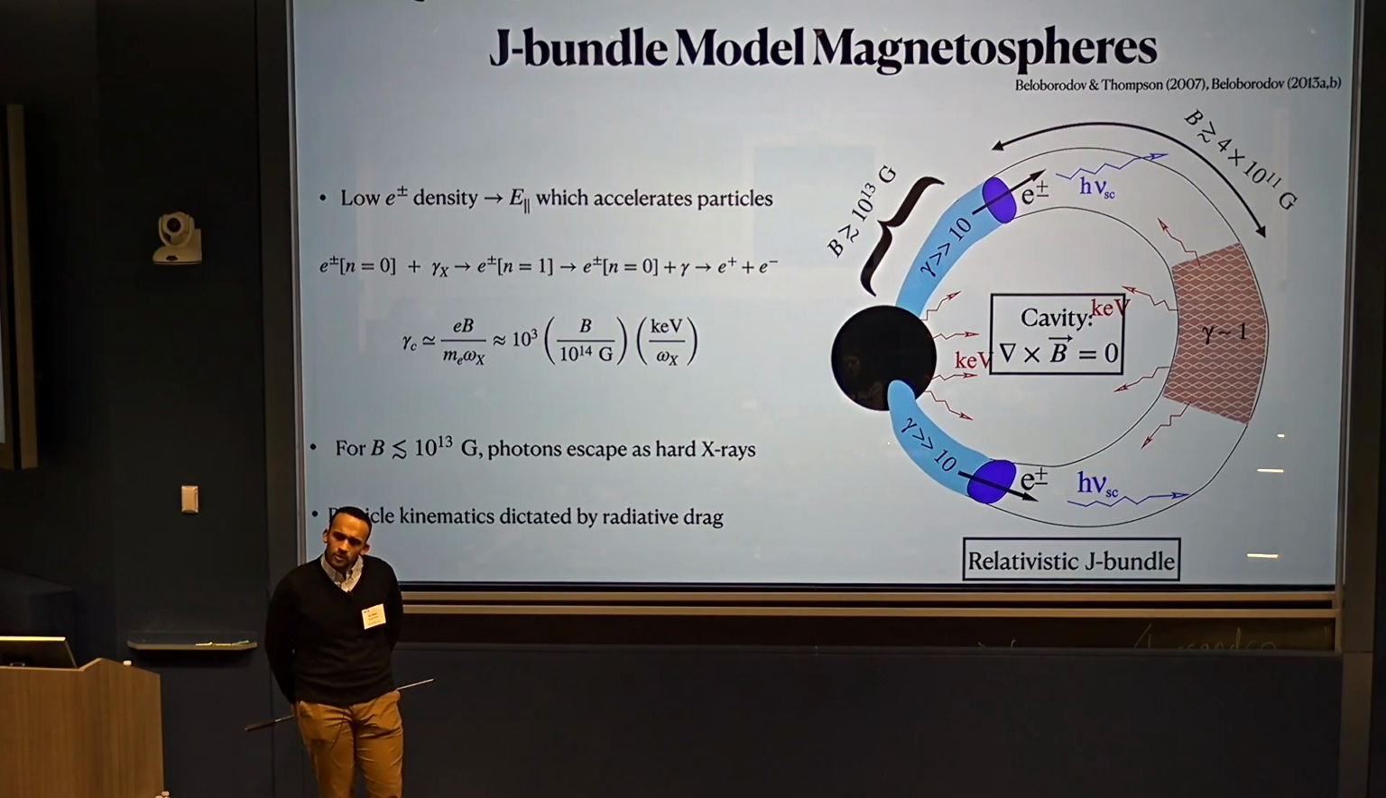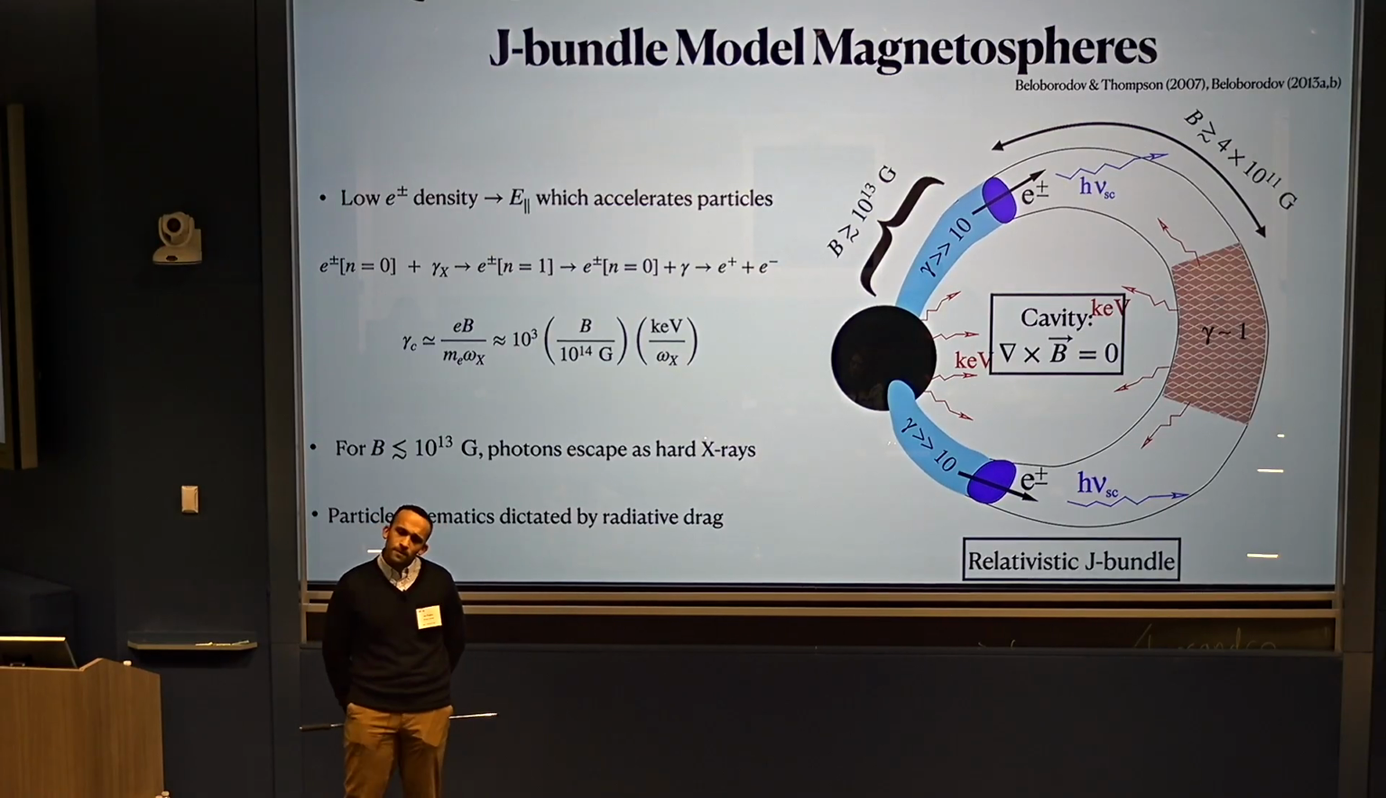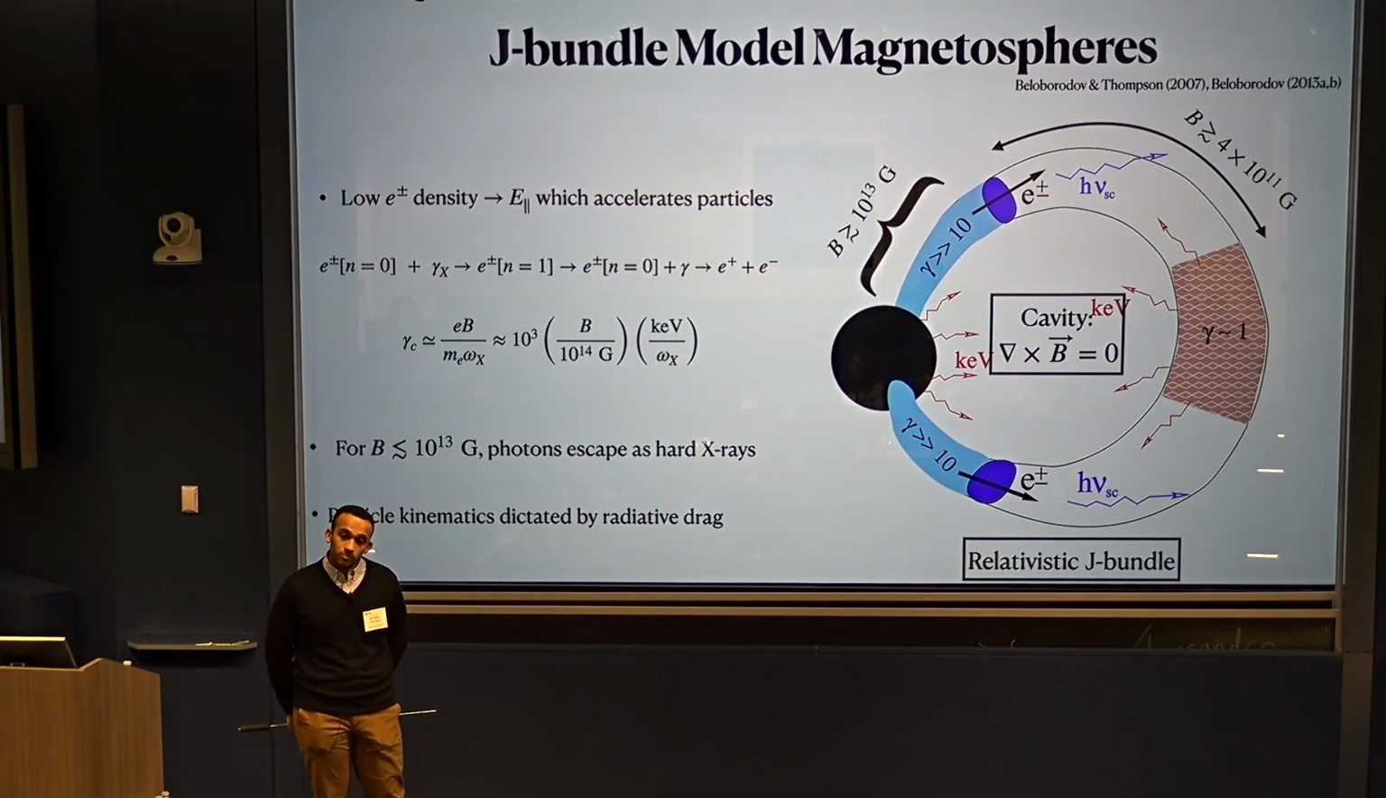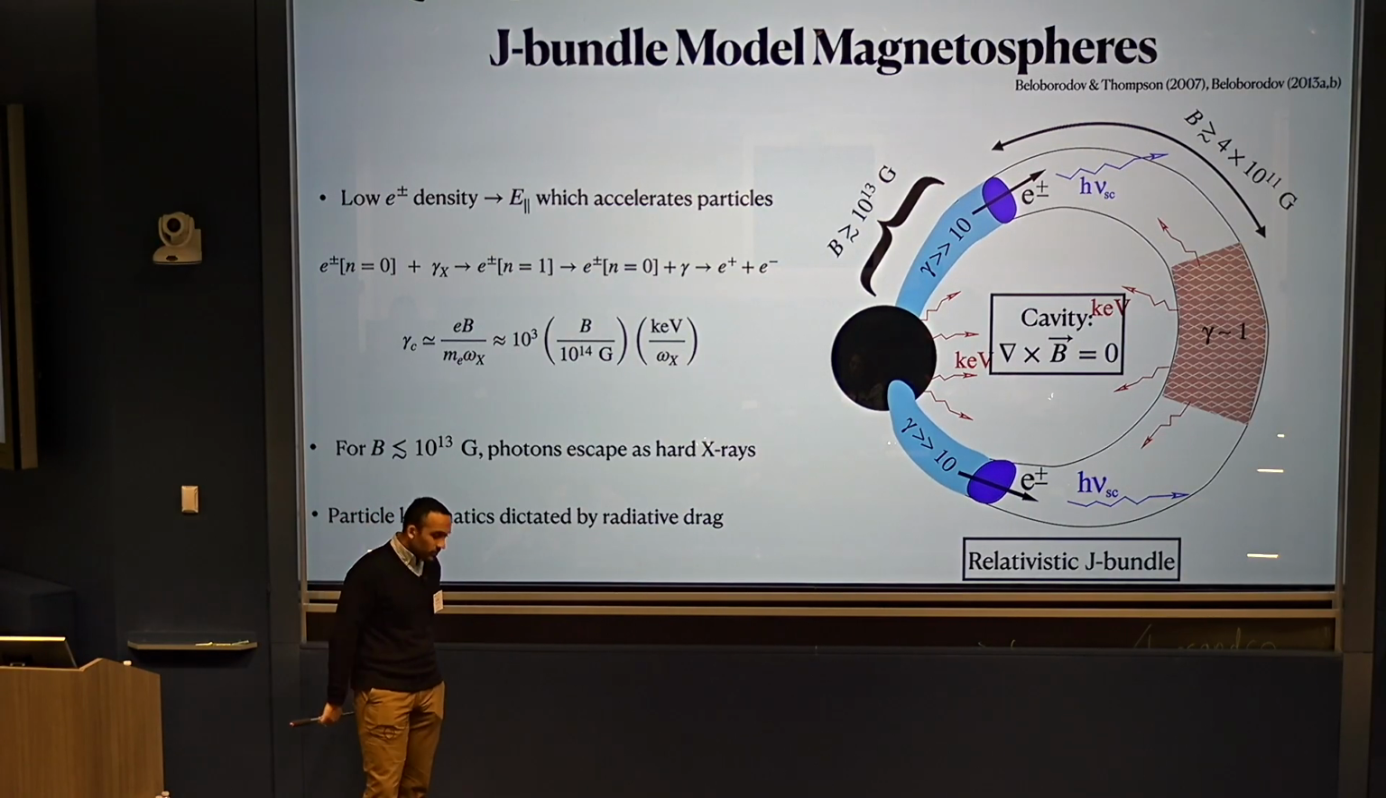Yeah, so I'm curious how we would go about distinguishing these different models, and if it's possible that some magnetars obey some models and other magnetars obey others.